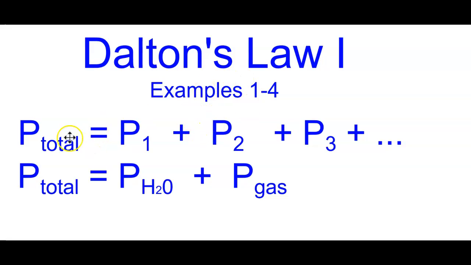So Dalton's Law says that the total pressure inside of a container is equal to pressure 1 plus pressure 2 plus pressure 3 and so on. This second formula right here is just another very specific type of Dalton's Law. Notice it's still total equals one pressure plus another pressure. There's just two here. And this is when we collect a gas over water. So P total equals P H2O plus P gas, and this would be your dry gas. So you have water vapor, and your dry gas.